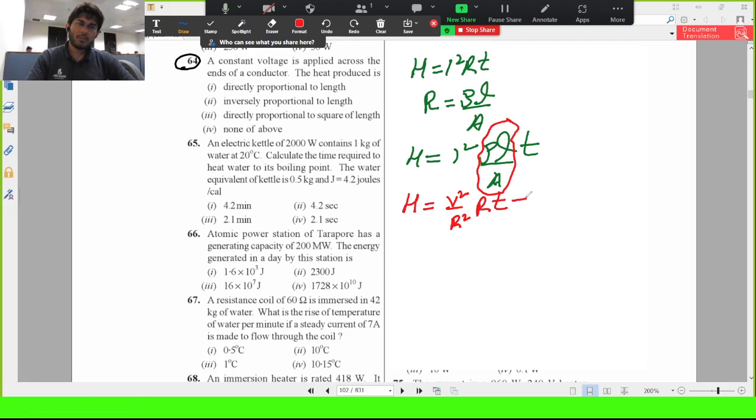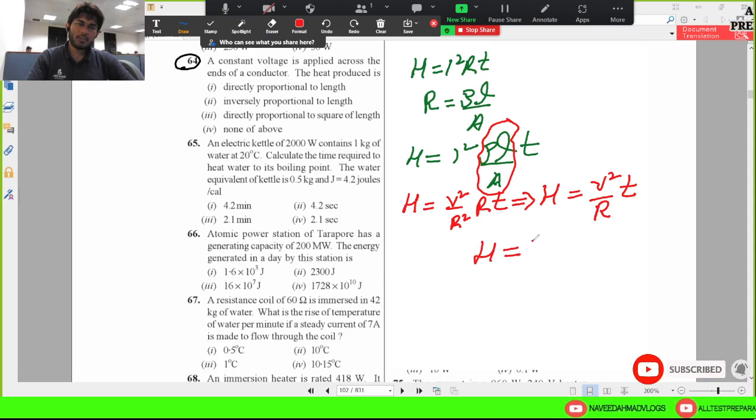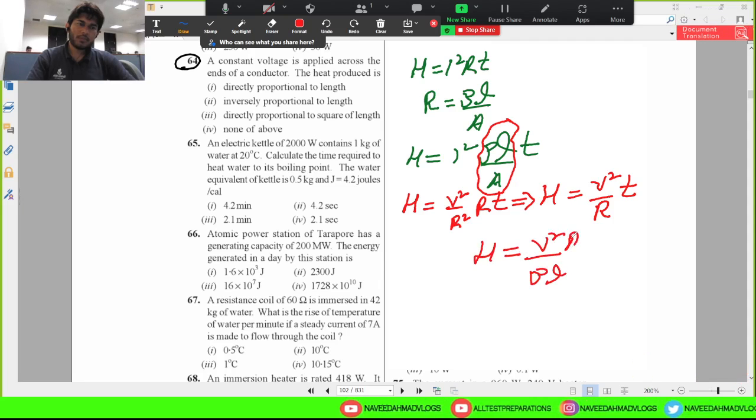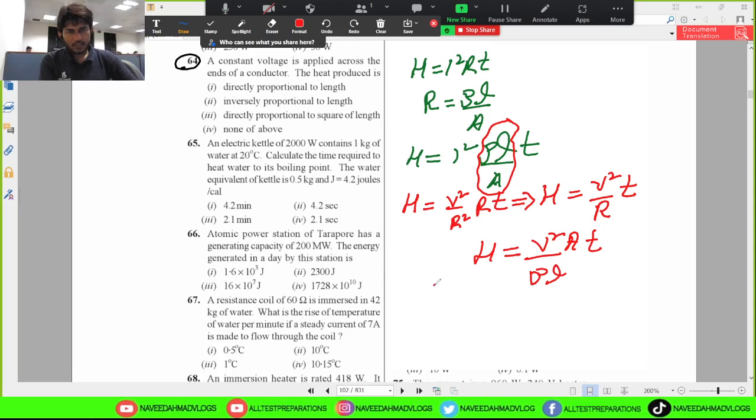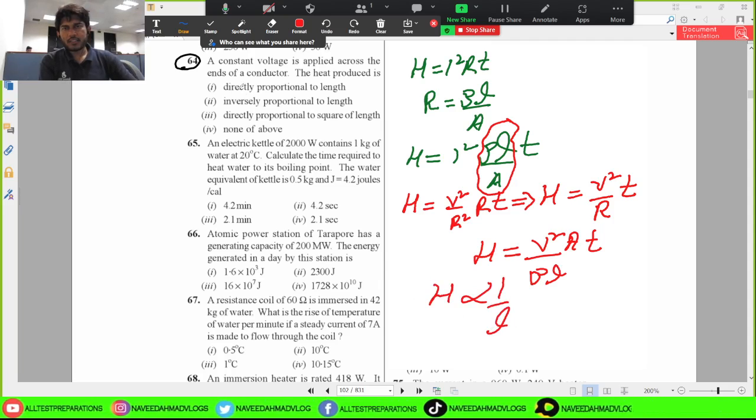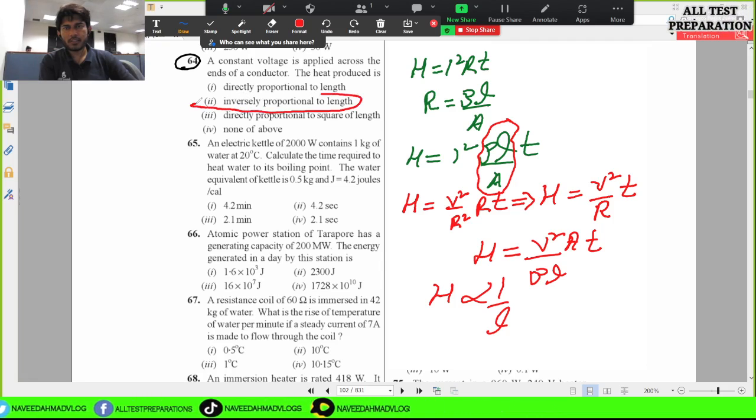So H will be equal to V square divided by R, times T. Now R is equal to rho L divided by A. So here H is inversely proportional to length. In this case the heat produced is inversely proportional to length. Option B will be the correct answer.